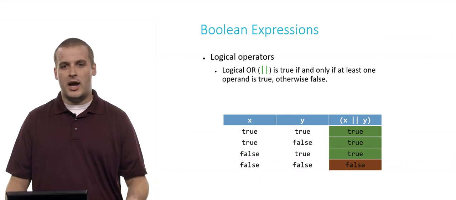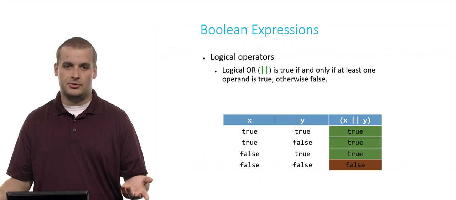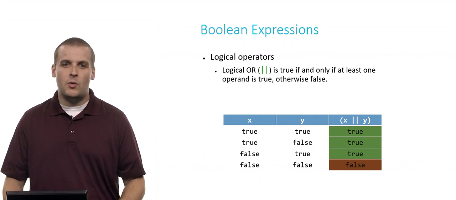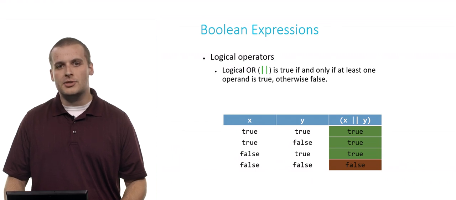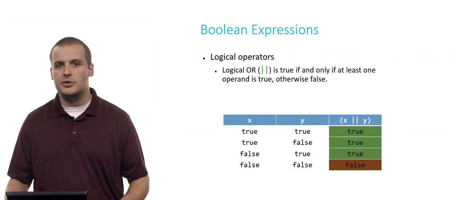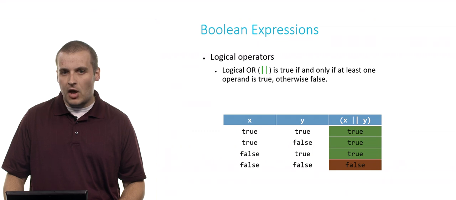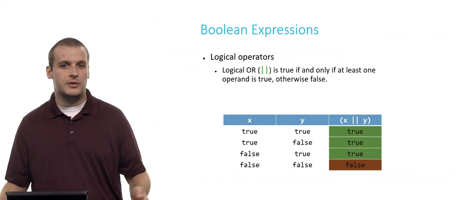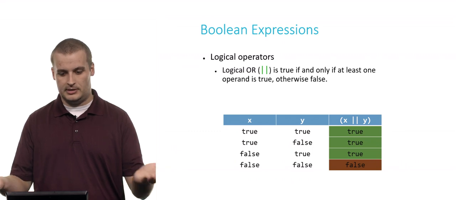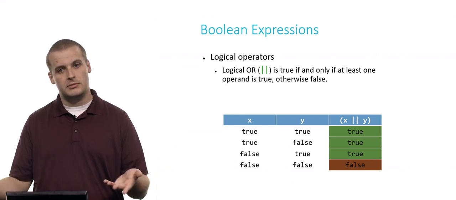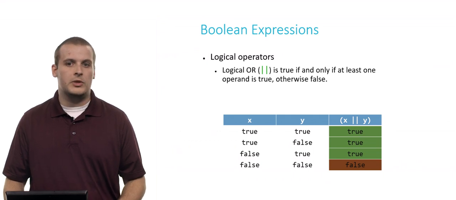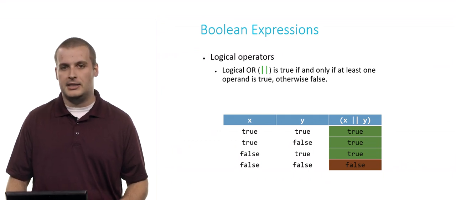So if x is true and y is true, we'll go down that path. One of them is true, right? If x is true and y is false, one of them is still true, so x or y is still true. If x is false and y is true, well, one of them is still true, right? Y is true in this case, so it's true that x or y is true. Only if x is false and y is false do we not go down that path, because neither x nor y is true.